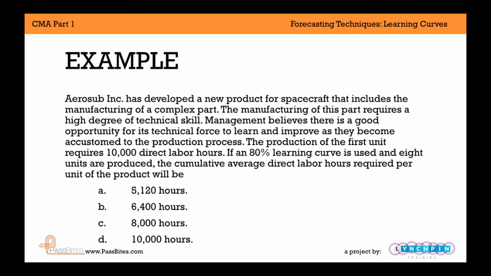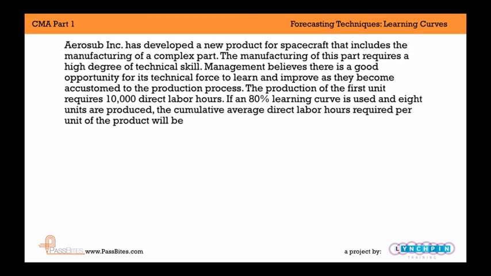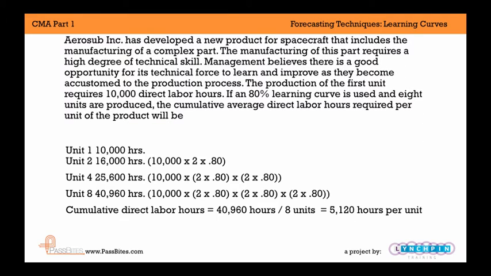For this, first we need to find out how much cumulatively they will require the total hours. So when the first unit is taking 10,000 hours, the next unit will take 16,000 hours. The fourth unit, which is when the quantity is doubling, will take 25,600 hours, applying 2 times the learning curve percentage while it's doubling. And similarly for 8 units, we will get 40,960. When we have this cumulative total time, we will divide it over 8 units to get the average time. So that is 5,120.